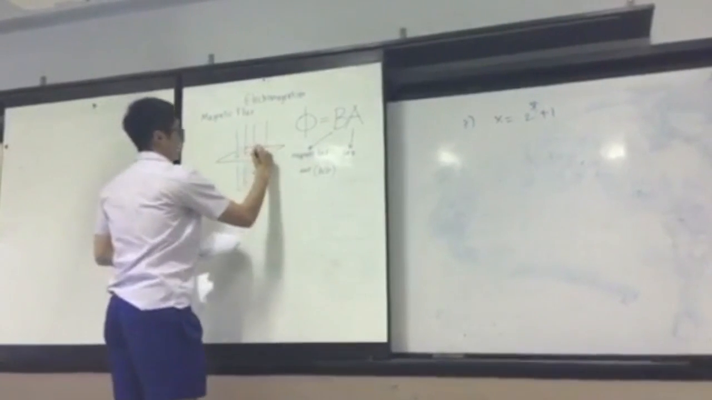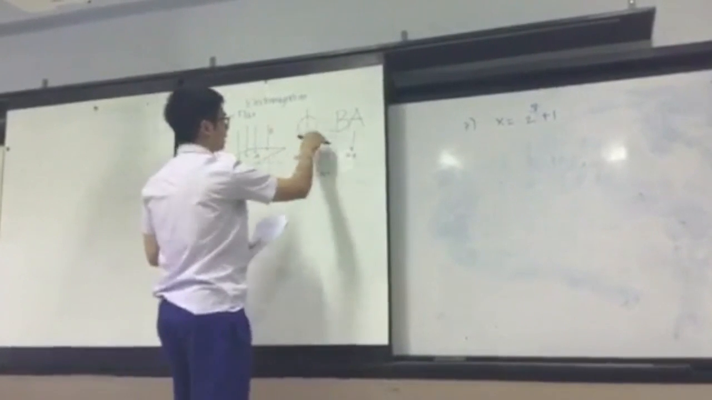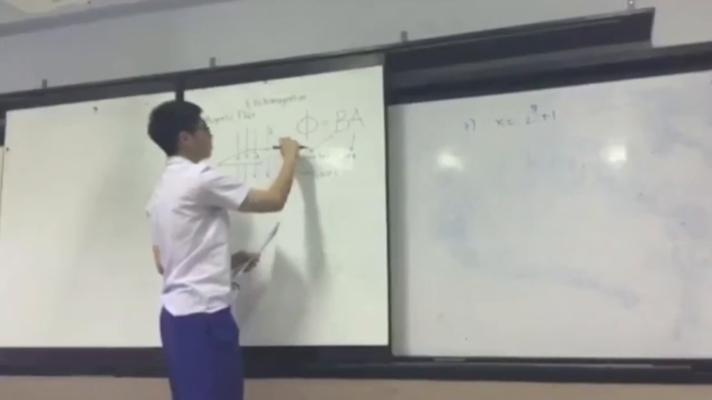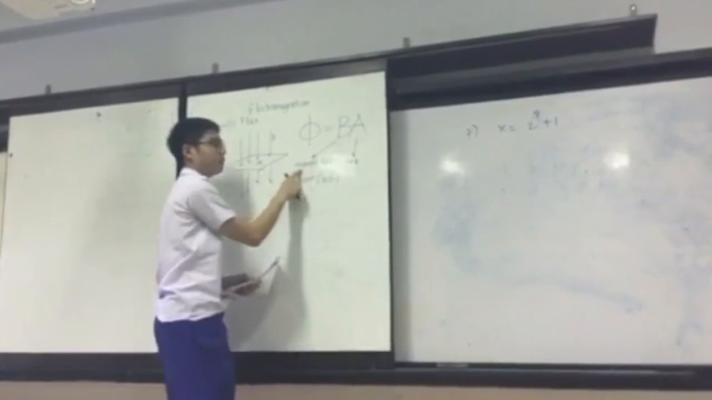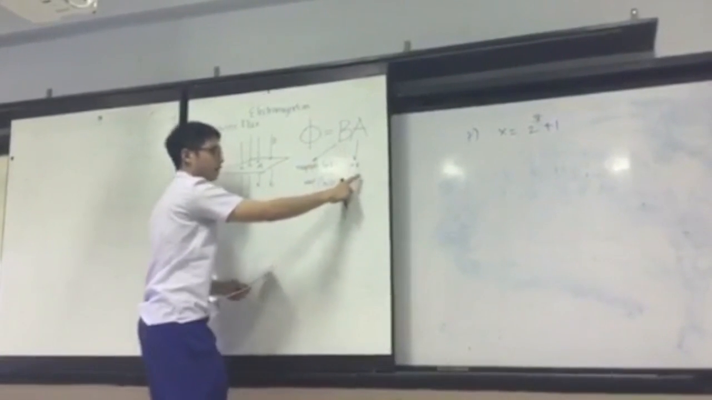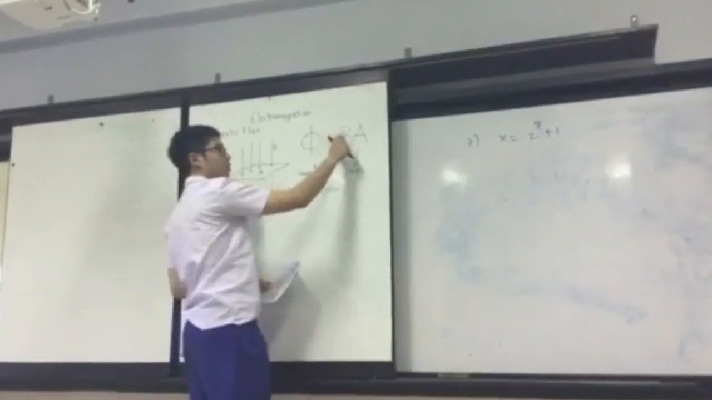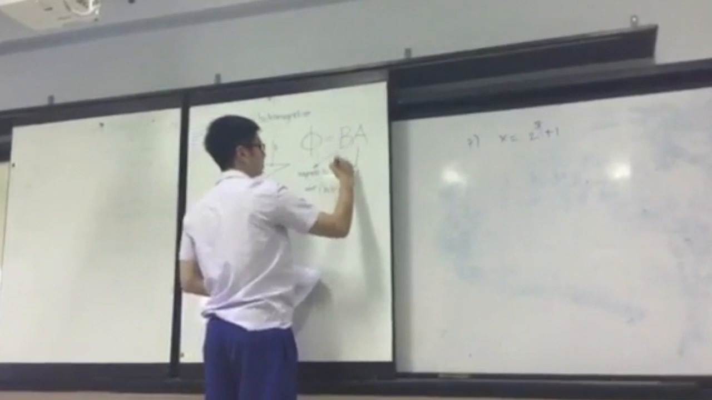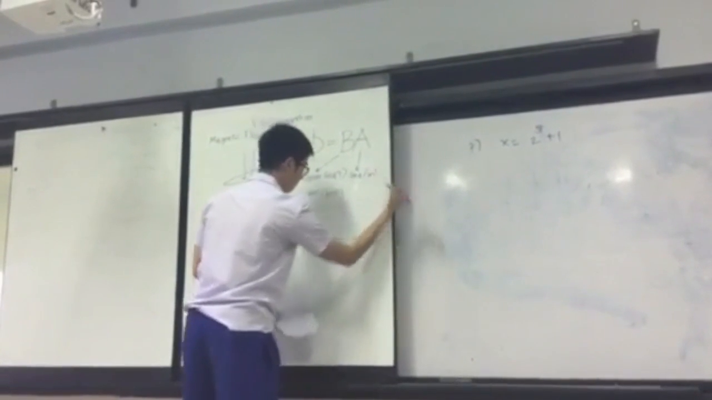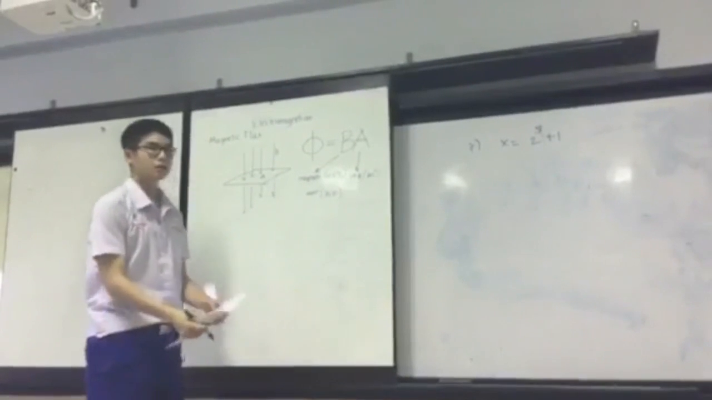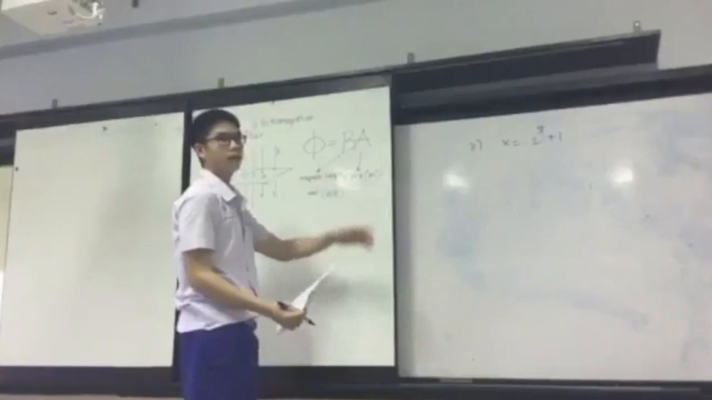This is the area that we talk about, and this is the formula: magnetic flux is equal to BA, where B is the magnetic field and A is the area. The unit of flux is Weber, the unit of magnetic field is Tesla, and area is meter squared. If the given area is not directly in meter squared, you must change it into meter squared before you calculate it.